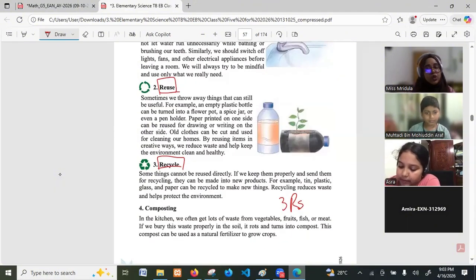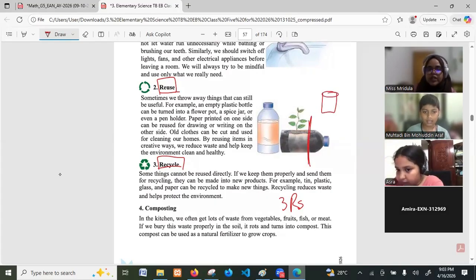Then we have reuse. You can see that the plastic bottle was supposed to be filled with water. We are done drinking the water and then it has been made into a pot, right? For a small plant. Sometimes we throw away things that can still be useful. For example, an empty plastic bottle can be turned into a flower pot, a spice jar, or even a pen holder. We can cut the top part, and we will get a pen holder, right?